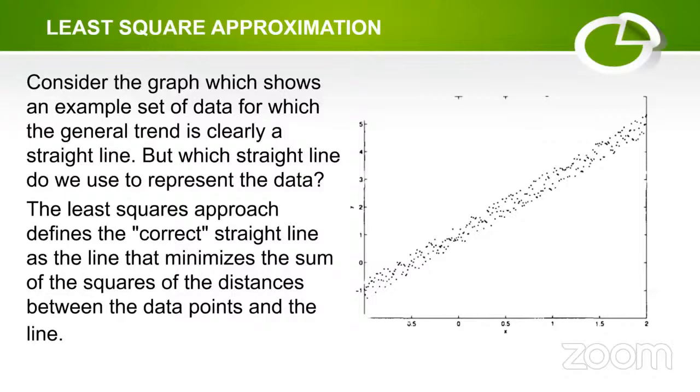It defines the correct straight line as the line that minimizes the sum of squares of the distance between the data points and the line. So the least square approximation method helps us to create a better trend for experimental data, like data scattered on a graph. It helps us to connect the nodes that are necessary, the nodes that give us less error than all other nodes.